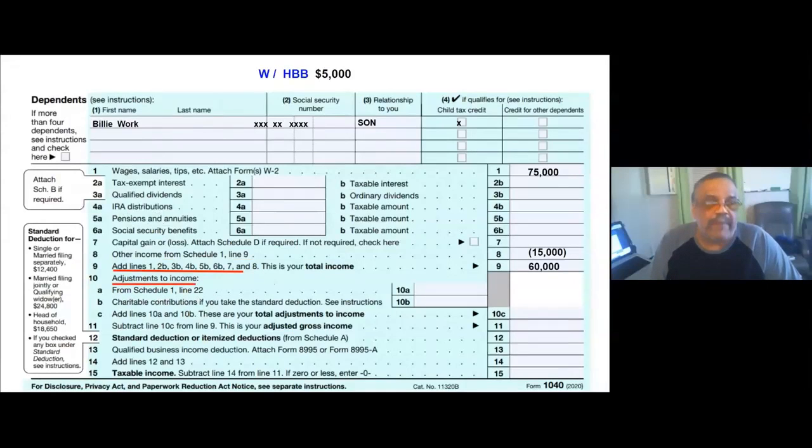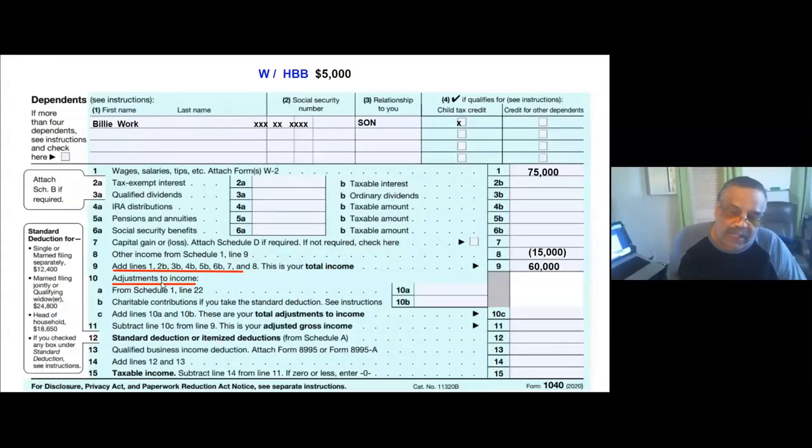Oh, I'm sorry. I back up one line. Okay, once you put that minus $15,000 there, you just subtract the $15,000 from the 75. Okay, and that's going to give you your total income.